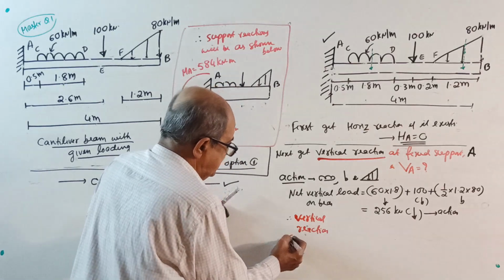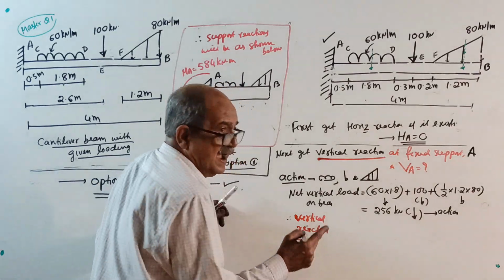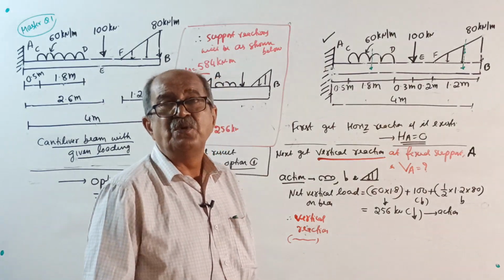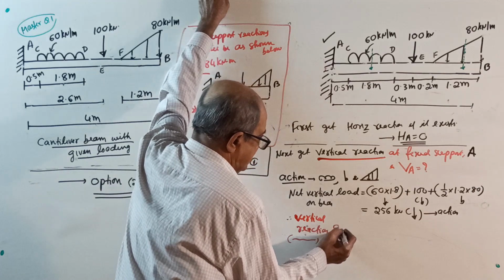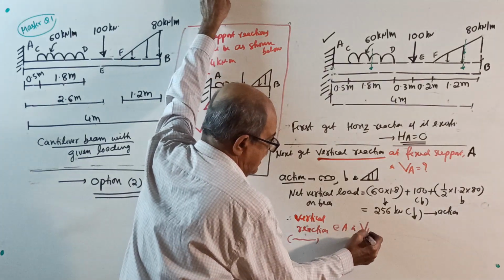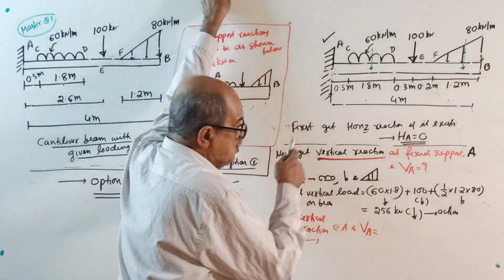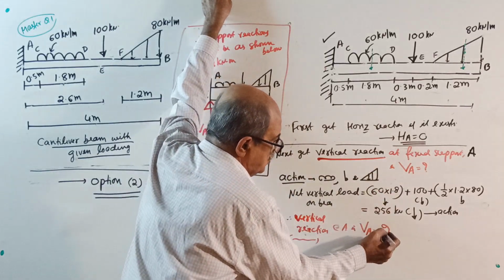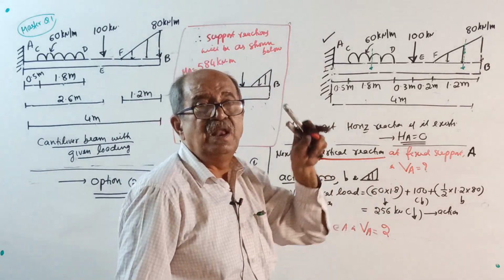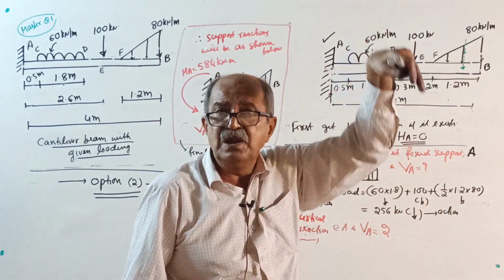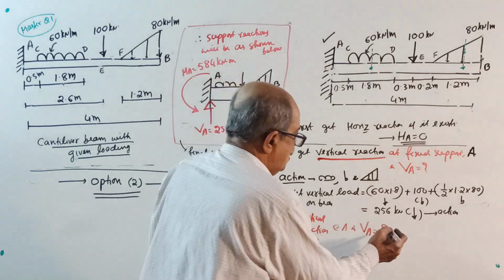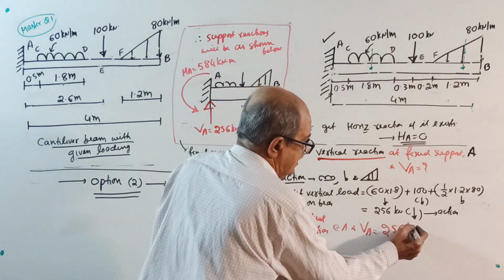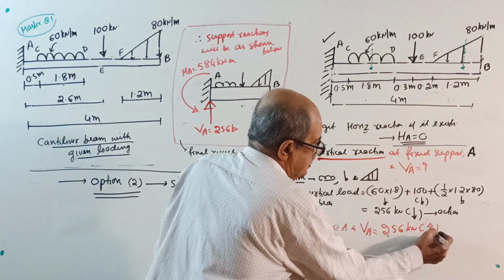So the vertical reaction, which is opposite to the action, same magnitude but opposite in direction. Vertical reaction at A, that is VA, will be equal in magnitude to the total downward load action but opposite in direction. So 256 kilonewton up.